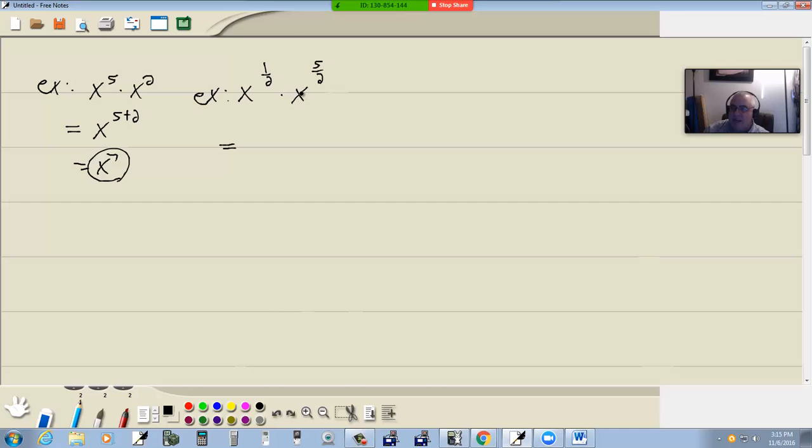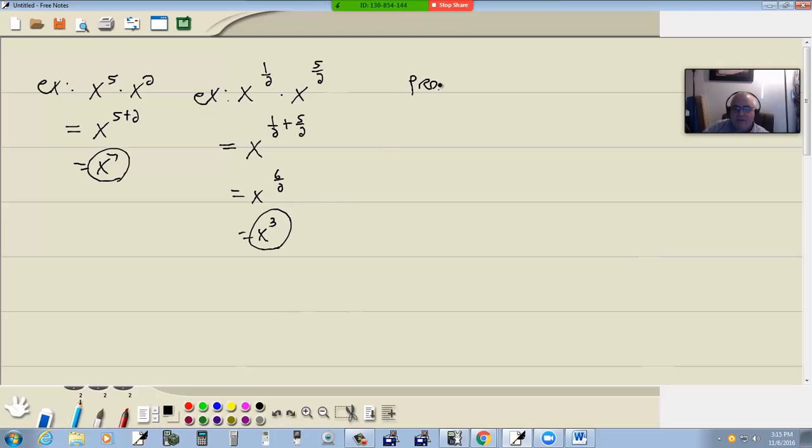The x's are the same. Now they might be variables, might be numbers. You could have 3 to the 1/2 times 3 to the 5 halves. Same principle holds true. We add the exponents. So we've got 1/2 plus 5 halves, which gives us 6 halves, which gives us 3. So that gives us x to the third.